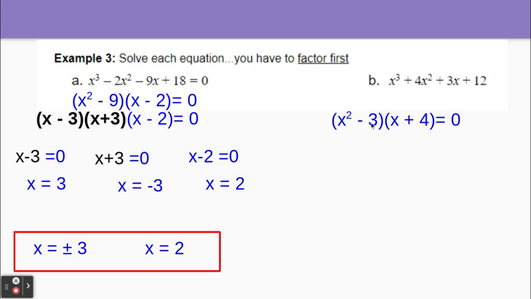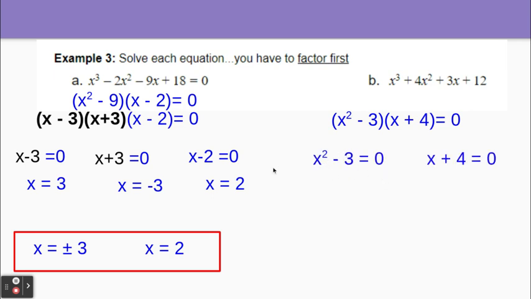Okay, now I see x squared here, but 3 is not a perfect square like 9. 9 was 3 times 3. There's no way I can find a perfect number times itself to equal 3. So I cannot break this into 2 separate factors like example A. So from here, I'm going to split it into 2 parts. Now here you can still solve.